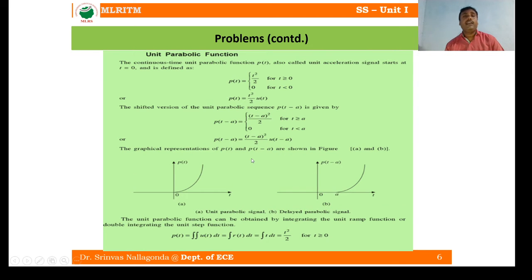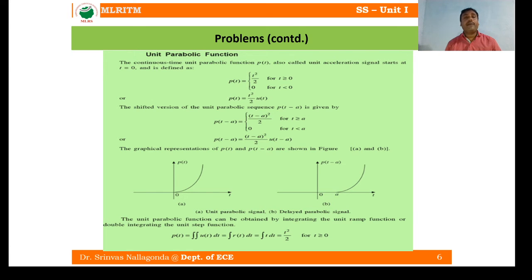Now you will see the unit parabolic signal. We have discussed many signals: cosinusoidal signal, sinusoidal signal, signum signal, sinc signal, triangular signal, unit step signal, unit impulse signal, and so many signals in the previous lectures. Now we will see the unit parabolic function.